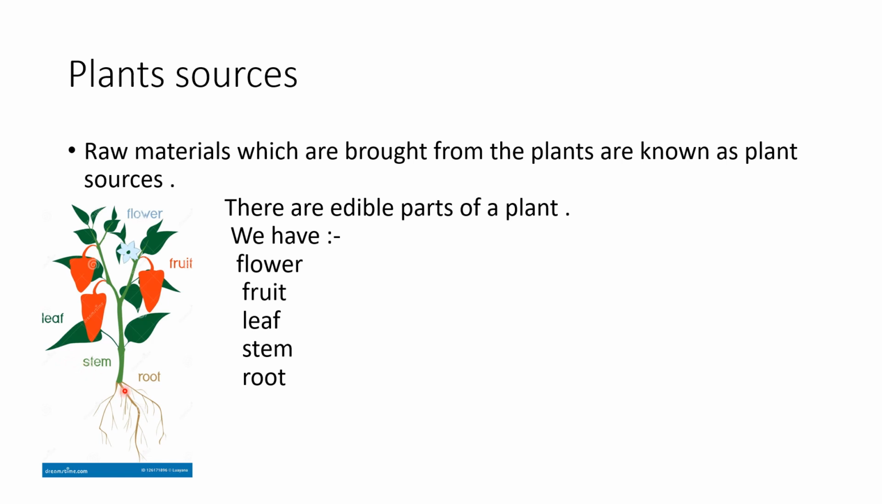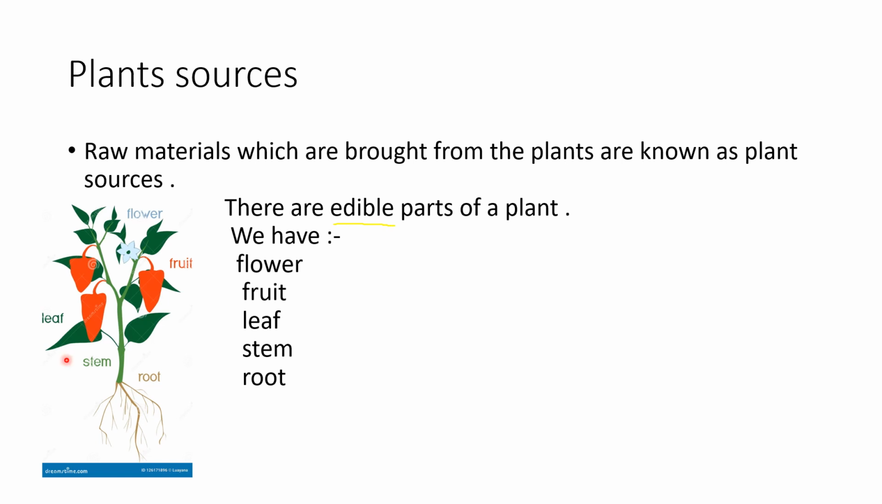In this we have parts of a plant. So we have a leaf, fruit, flower, stem and root. But one thing we have to keep in our mind is that not all parts of a plant can be eaten by us. There are edible parts of a plant. Edible over here means eatable. So we have only few parts of a plant which can be eaten by us.